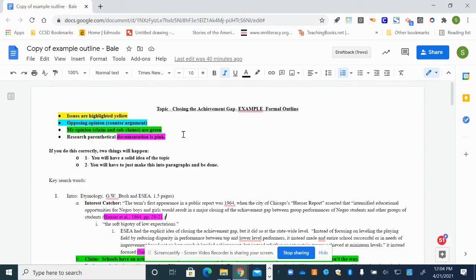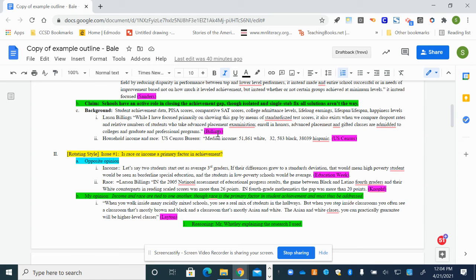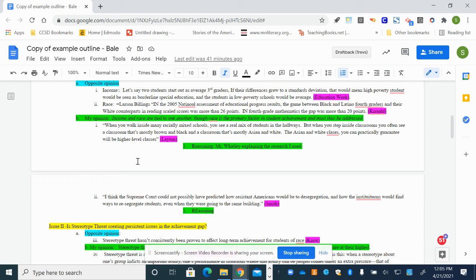So you can see here in the green that there's the claim, and in the purple are the citations. The yellow are the issues, which would act as basically like your topic sentences for every body paragraph. You've got the opposite opinion in blue. What are they saying about this? What is some evidence that you've gotten to show what they're saying about it? And then you come back with your opinion, right? So again, using that argumentative language to make those transitions between ideas and between claims and counterclaims.